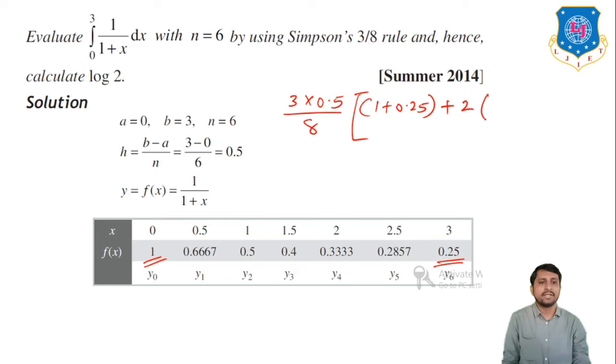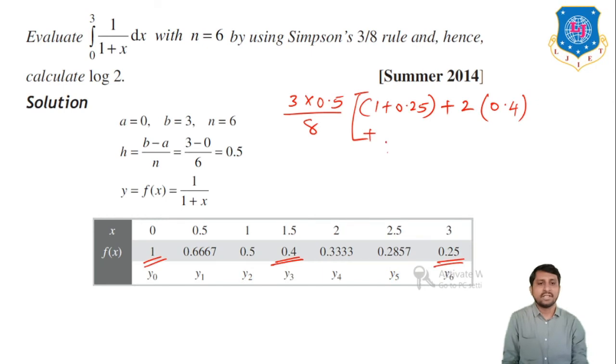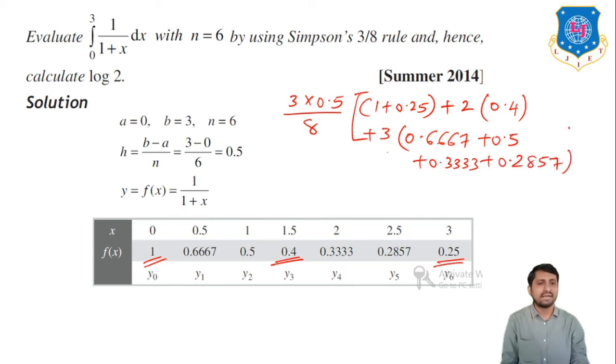Plus 2 into, so y3, see, this is y0, y1, y2, this is y3, and y6 you cannot use. So just 2 into 0.4 plus, see, 3 into all other entries. So 3 into remaining entries: 0.6667, 0.6667 plus 0.5 plus 0.3333 plus 0.2857. So when you calculate, you will get your final answer.